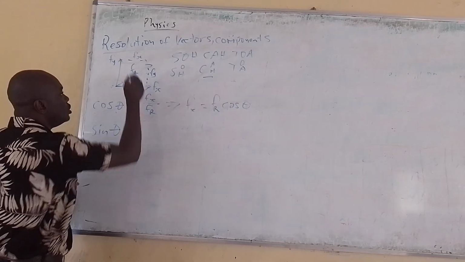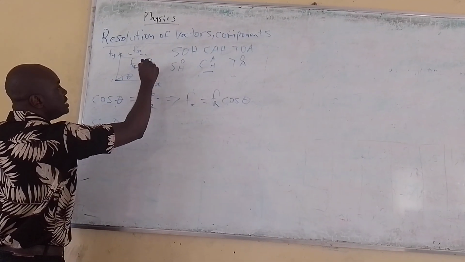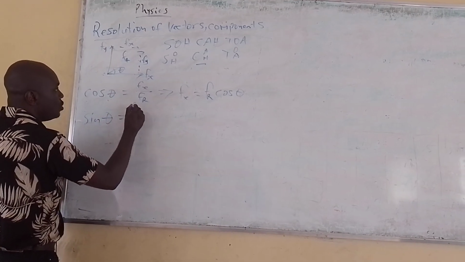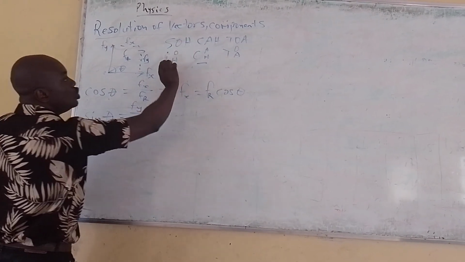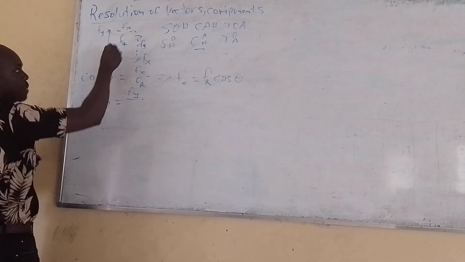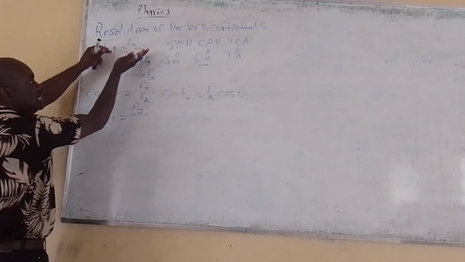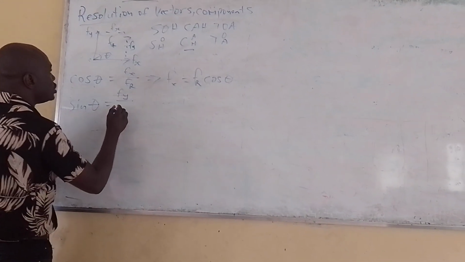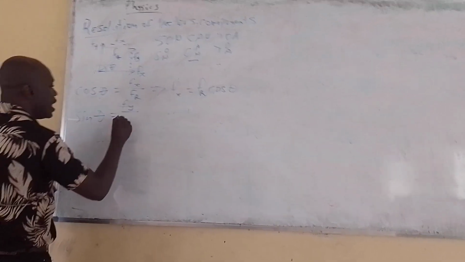Sine theta is what? Opposite over hypotenuse. The opposite is this, which is also f of y, all over the hypotenuse. So it means that I have gotten this and this, so it seems I have brought them together. Okay? So now opposite over hypotenuse, the hypotenuse is f of r.